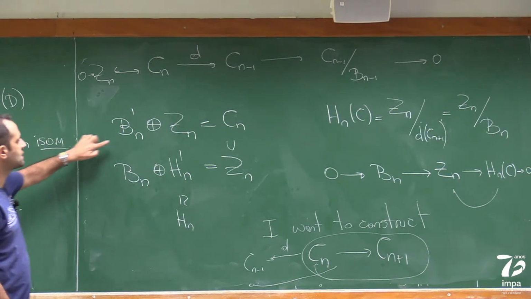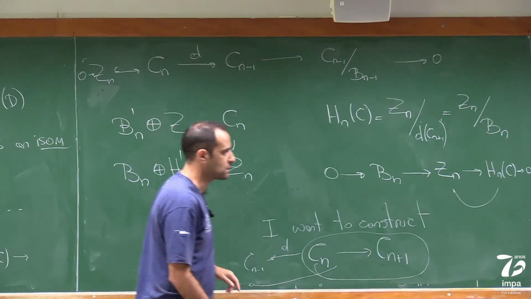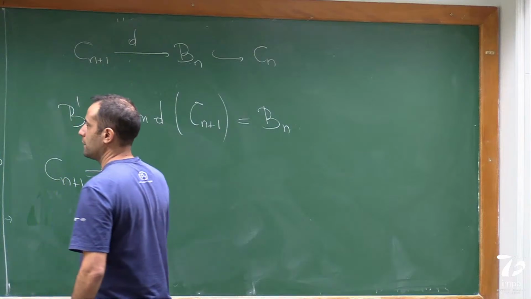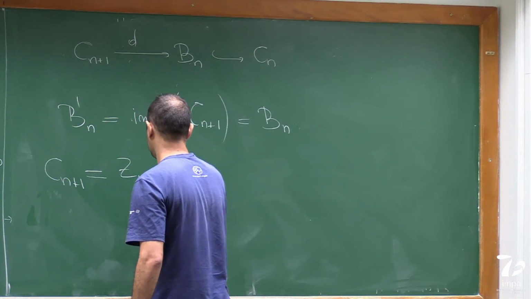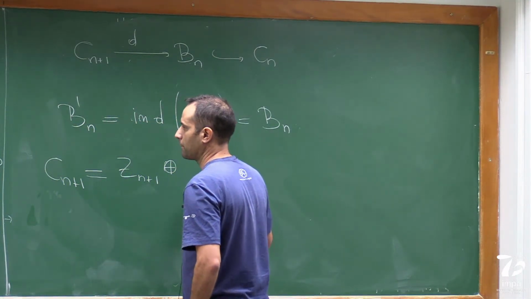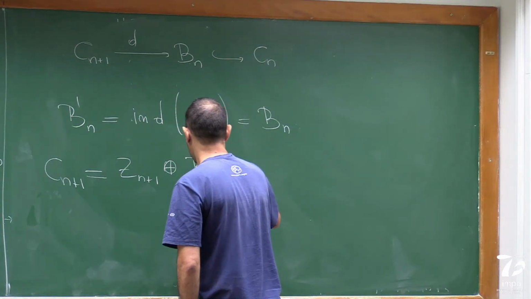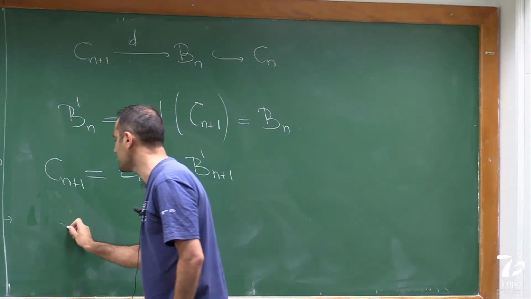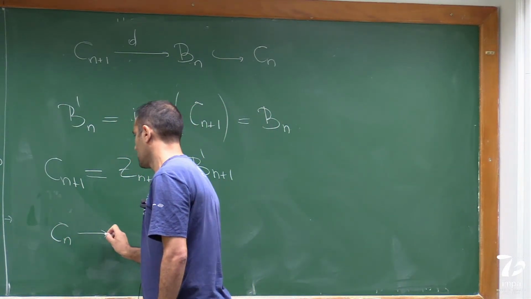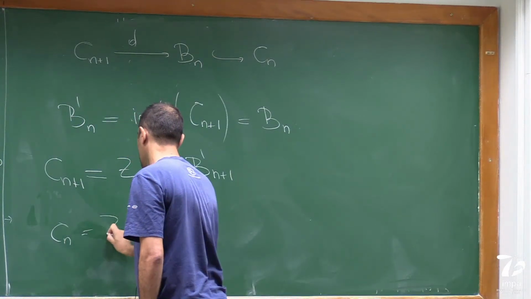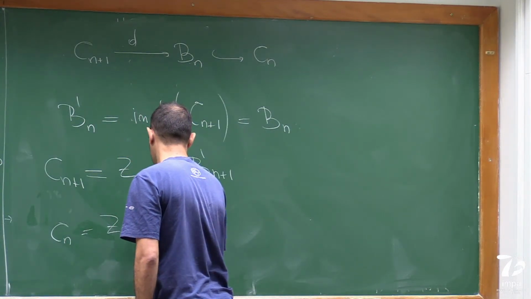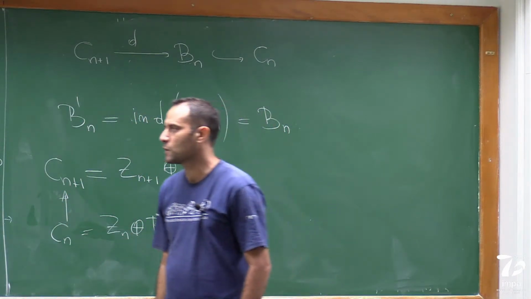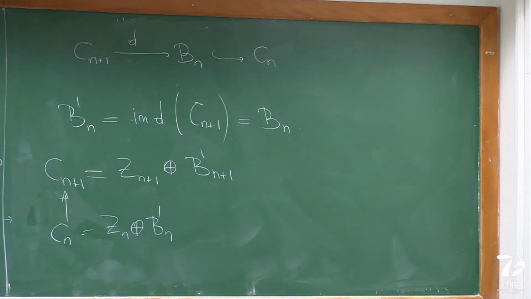Oh, but let's look at this line here for Cn plus 1. This is equal to Zn plus 1 plus B prime n plus 1. What I said is that I want a map from Cn to this guy. And this is Zn plus B prime n. And I want a map here. I want someone to construct that map or to try to describe to me what is this B prime n.